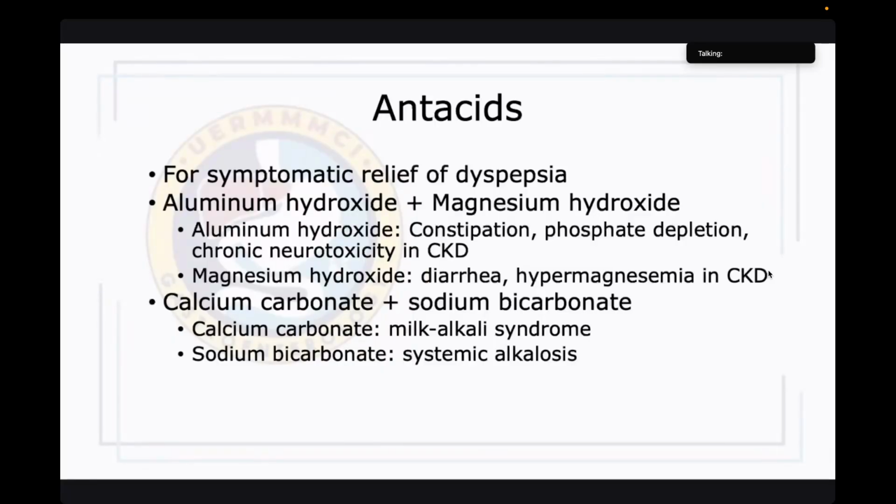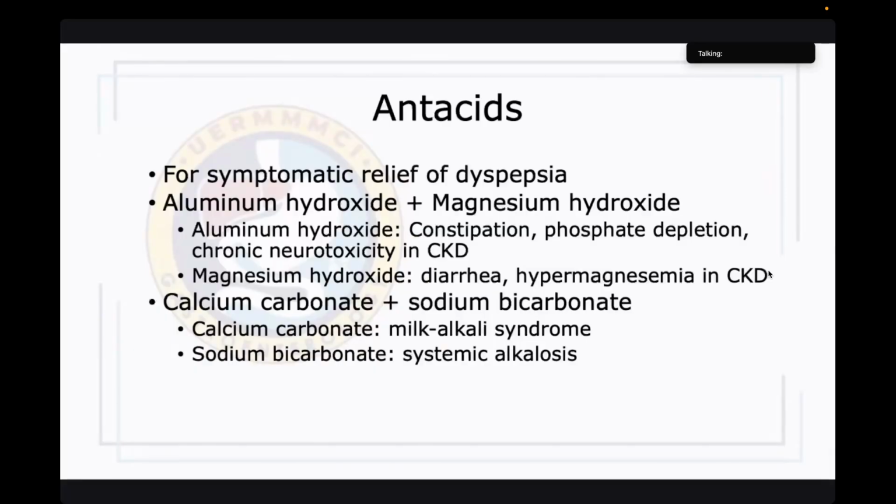Just a precaution, in patients with CKD or chronic kidney disease, aluminum may cause chronic neurotoxicity in these patients, while magnesium hydroxide can cause hypermagnesemia in these patients. So better be cautious when giving them to patients with chronic renal failure.